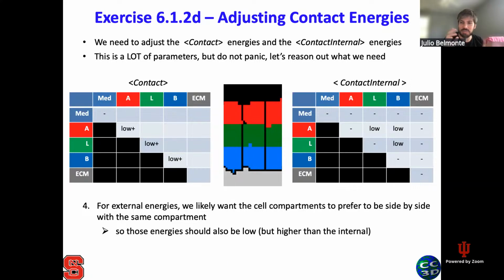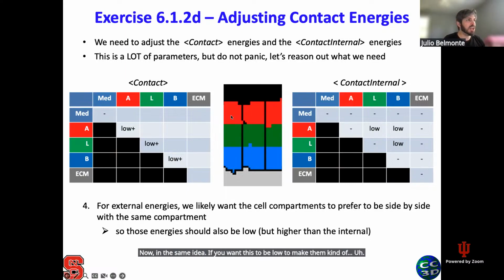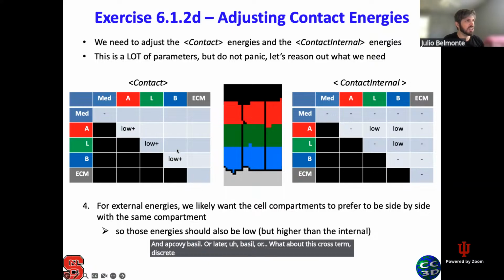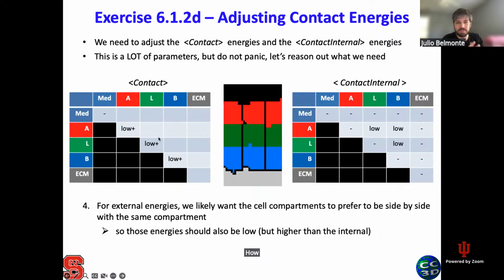Now, in the same idea, if you want this to be low to make them kind of align with each other, what about these cross terms? What about apical with lateral and apical with basal? Or lateral with basal? Or what about these three cross terms here? How should they be?